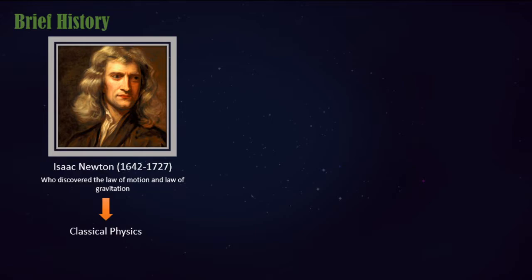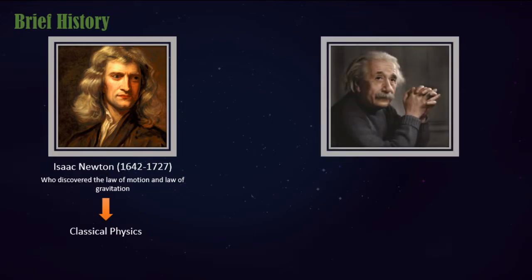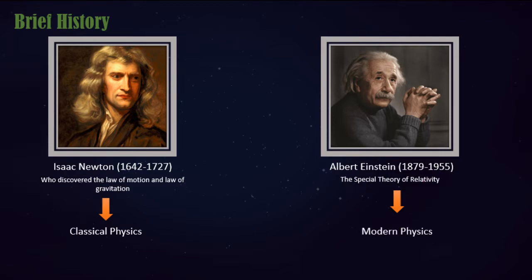So we have talked about modern physics. Let us introduce Albert Einstein. Albert Einstein discovered the most popular theory, which is the special theory of relativity. And he is also a big contributor to modern physics.